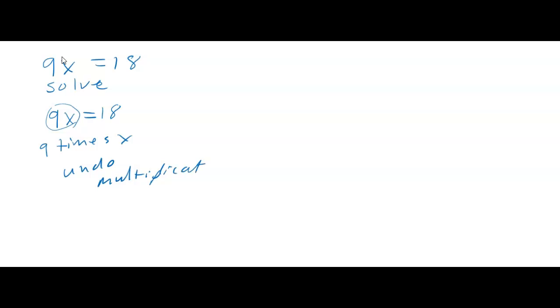I'm getting better at writing with this. Sorry, you're just going to have to be patient. How do we undo that? What's the opposite of multiplication? Well, we divide. So if I have 9 times x, remember when we write the 9 right next to the x, it means they're multiplied. It's the default operation, equals 18.